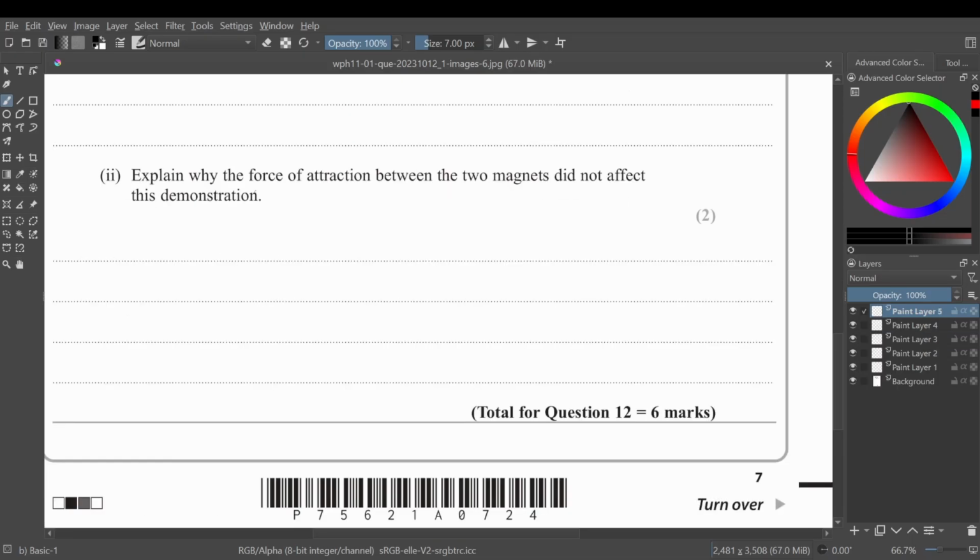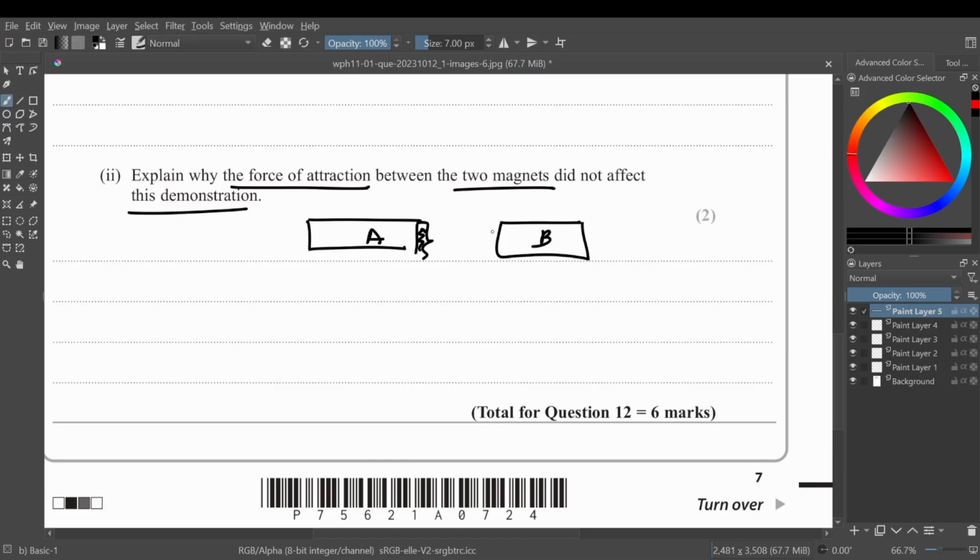Okay, so part 2 says that explain why the force of attraction between the two magnets did not affect this demonstration, right? So basically let's say this is glider A with a magnet here, and glider B here with a magnet here. Okay, so basically what happens is that glider A's magnet will pull glider B towards itself, and glider B's magnet will pull glider A towards itself.